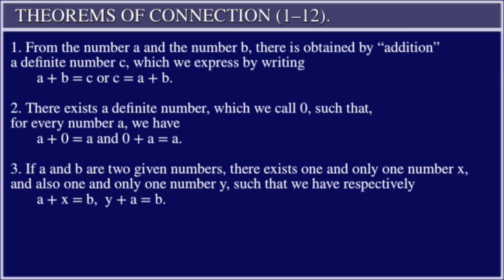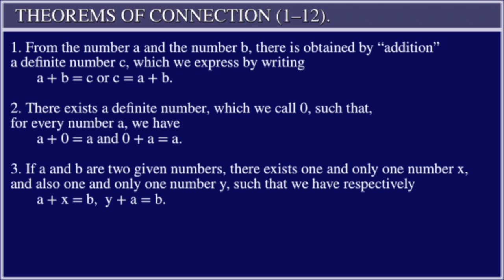1. From the number A and the number B, there is obtained, by addition, a definite number C, which we express by writing A plus B equals C, or C is equal to A plus B. 2. There exists a definite number, which we call 0, such that for every number A, we have A plus 0 equals A, and 0 plus A equals A.